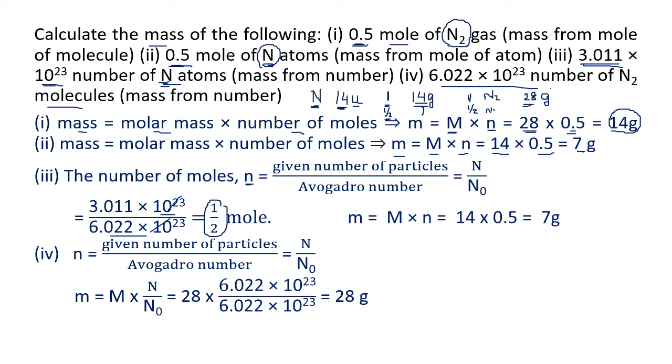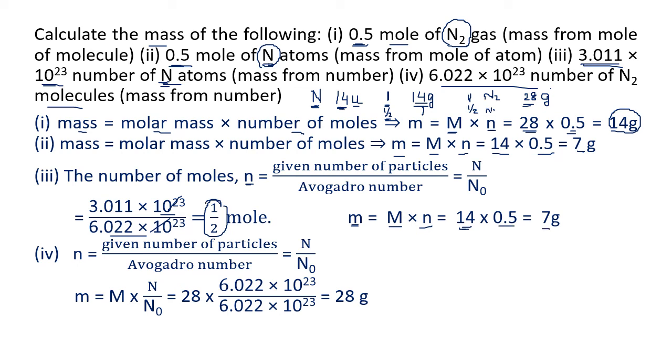Now we saw the mass of the material given to us is molar mass into number of moles. The molar mass of nitrogen is 14 and the moles are half, 0.5. So multiply and you get 7 grams.